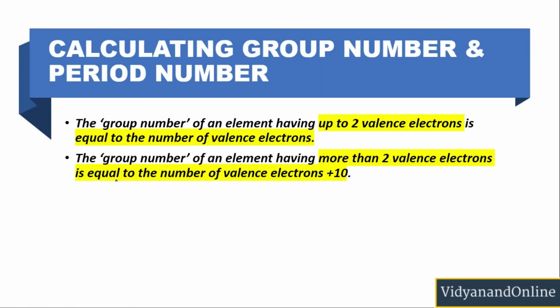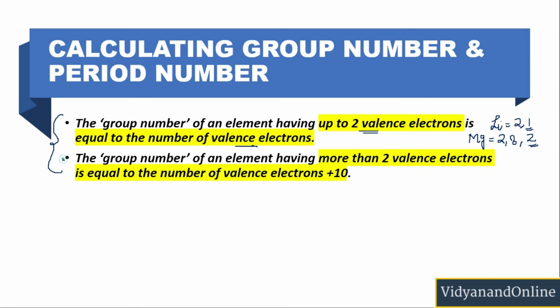and that is why it belongs to the 4th period. Now, in order to calculate which element belongs to which group number, we need to follow these rules. For the group number of an element having up to 2 valence electrons, the group number will be equal to the number of valence electrons. For example, lithium is 2, 1. So its valence electron is 1, which is less than 2. So it means it will belong to group number 1. Similarly, magnesium is 2, 8, 2. Now its valence electron is equal to 2. It means its group number will also be 2.